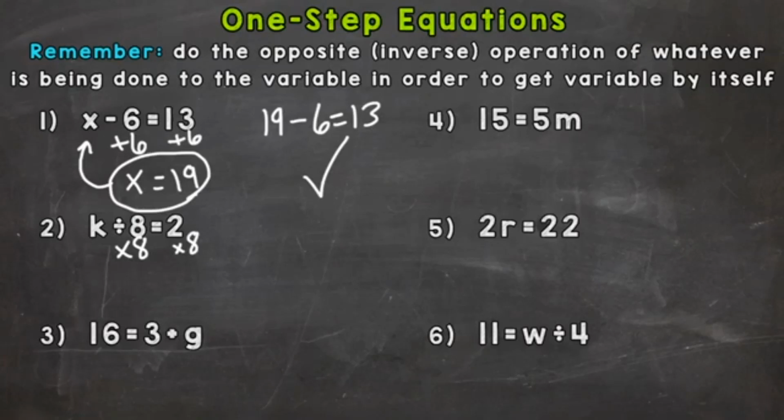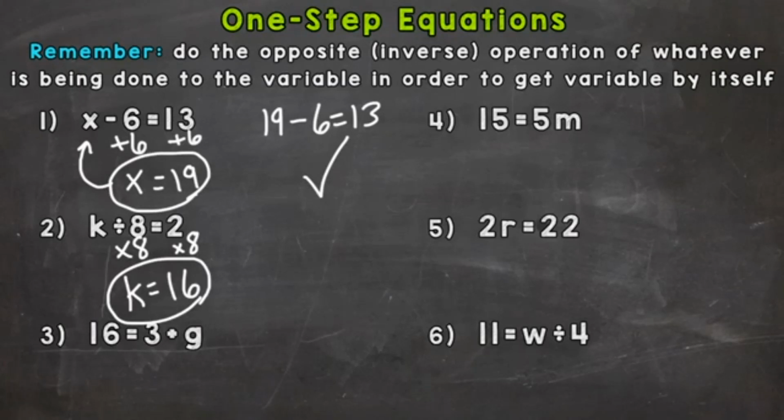So we get to the point where k is by itself. K equals, well, 2 times 8 is 16. K equals 16. Let's see if that's true. Let's plug in 16 for k. 16 divided by 8 equals 2. So k indeed does equal 16.